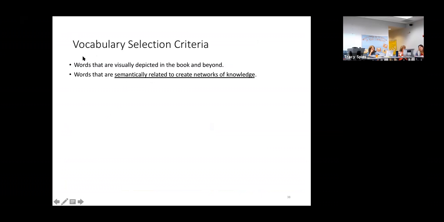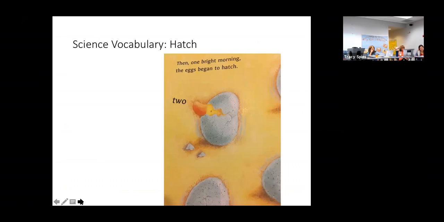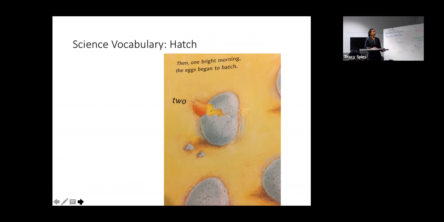For vocabulary selection, the words were all visually represented in the book, and the words were all semantically related to create knowledge networks. Here's an example from a science book. We're teaching the word hatch. We wanted to make sure there was a really good picture so the child would not be confused about what hatch means. These visuals were really important because when it came time to teach abstract concepts like change, we could only teach change when we were talking about the seasons so that they could see evidence of change.